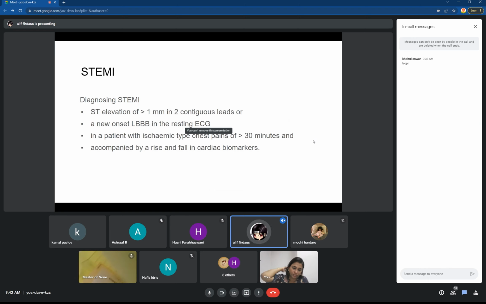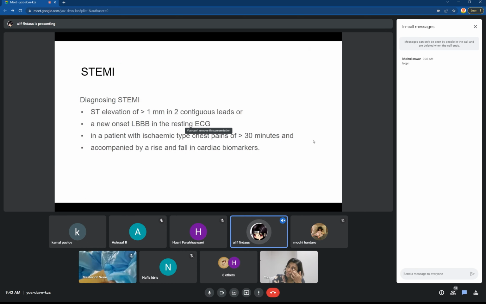In general, we have to look for ST elevation of more than 1 mm in contiguous leads. 1 mm is equal to one small box in the ECG strip.